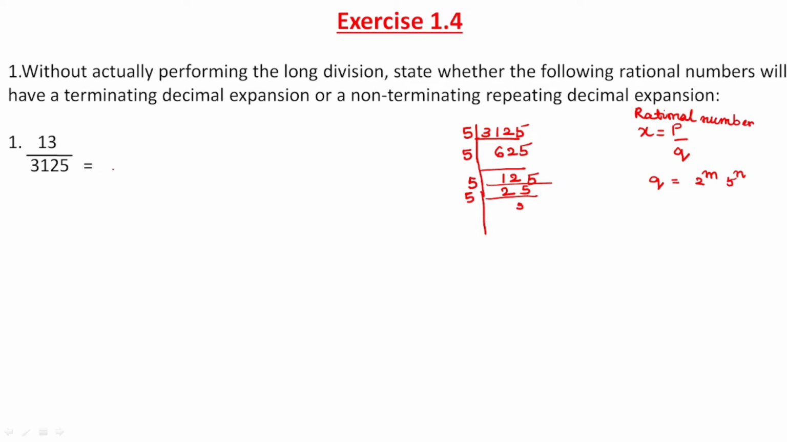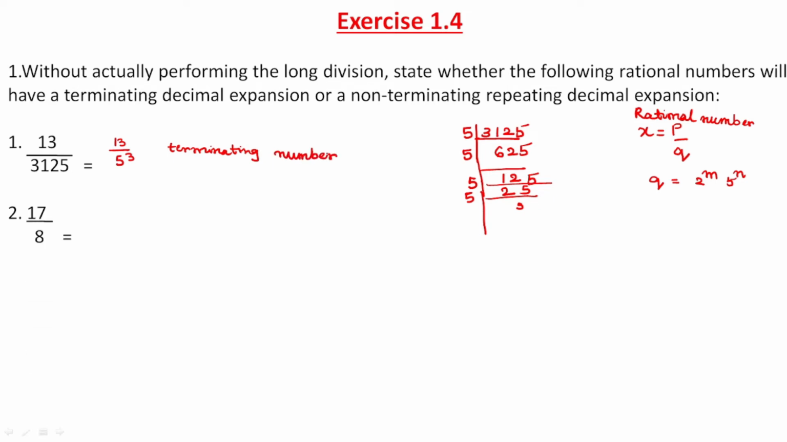This is nothing but 5 cube. So because we could express the denominator in the form of powers of 5, it is a terminating decimal number. So it satisfies the condition of the number to be called a terminating decimal number.